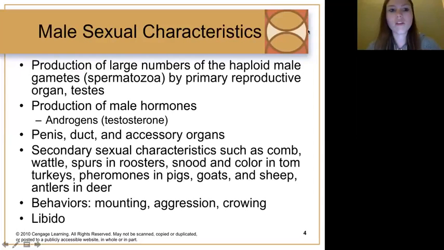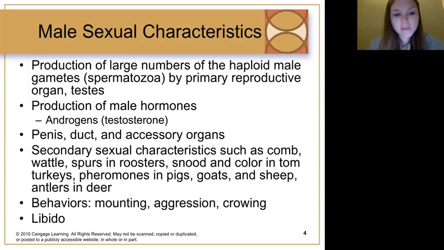So males and females obviously have different sexual characteristics. Males have production of large numbers of the haploid male gamete, which would be spermatozoa or sperm. Just to make it easy, I'm probably just going to say sperm, since spermatozoa is a little bit harder of a word to remember, but spermatozoa is the official name. Those are produced by the primary reproductive organ, or the gonad, which will be the testes. And then you have production of male hormones. Male hormones are called androgens, and the main one, which you have probably heard before, is testosterone. We'll talk a little bit about that later.